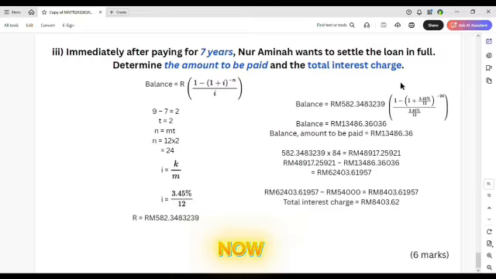Now for the total interest charge, we take the R, we times with the total months of the first 7 years, we get RM 48,917 and 26 cents. We take that value and we plus the balance amount to be paid for the next 2 years, which is R. Then we get RM 62,403 and 62 cents. We take that value and we minus the RM 54,000 all the way back from the first question, and we get RM 8,403 and 62 cents. And that is our total interest charge.